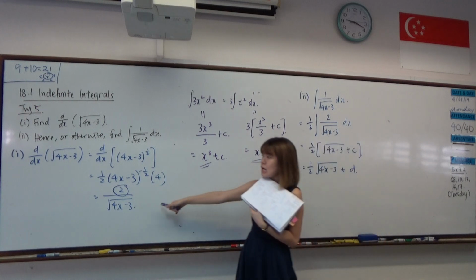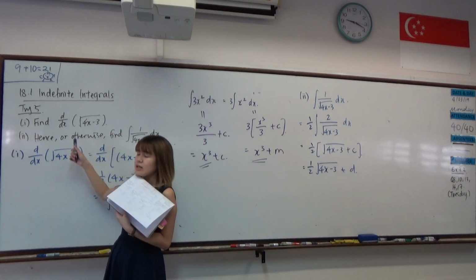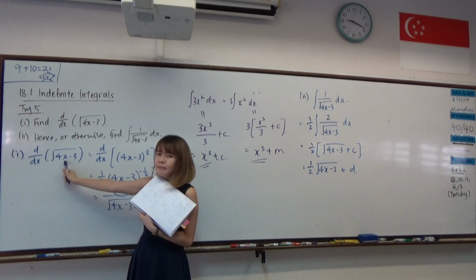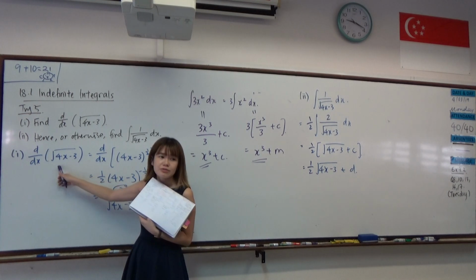Integrate this, I will get back the derivative. As in, this is the derivative. Integrate this, I'll get back the y. This is the y. Square root of 4x minus 3 is the y.